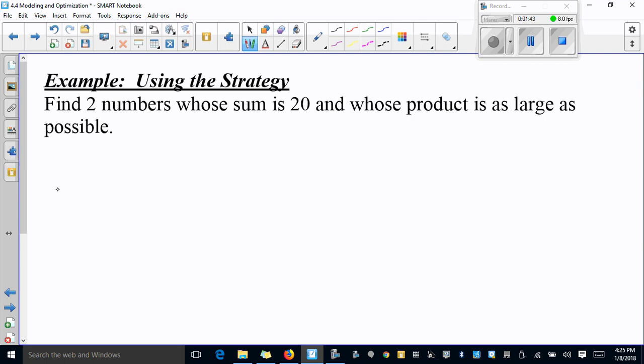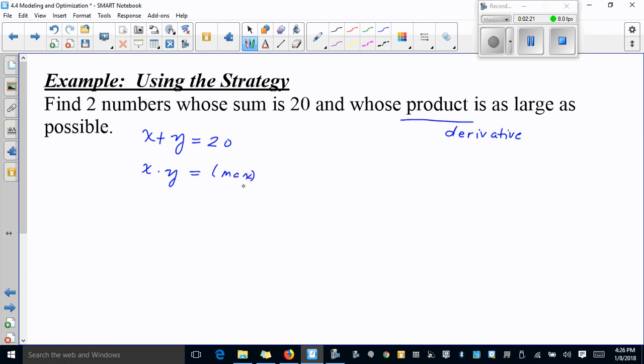Okay, so the fairly simple one here to start out with, using the strategy: find two numbers whose sum is 20 and whose product is as large as possible. Whenever they tell you the product needs to be as large as possible, you've got to think derivative. So we're going to start with the sum, which means we have two variables. x plus some y value has to equal 20. But we also want their product to be as large as possible, so x times y. And we really need this to be a maximum value.